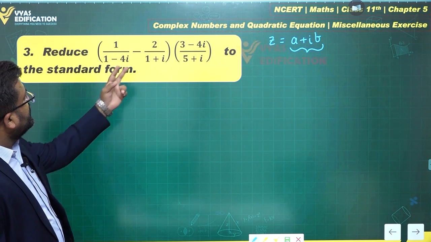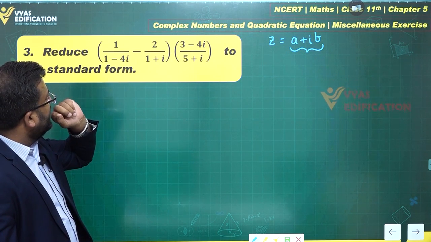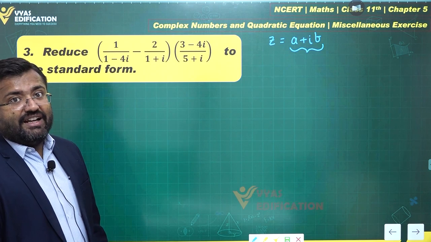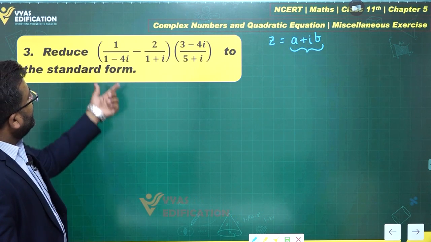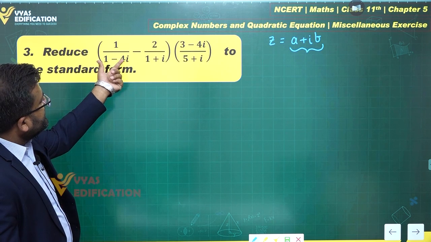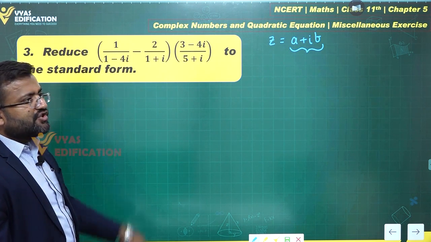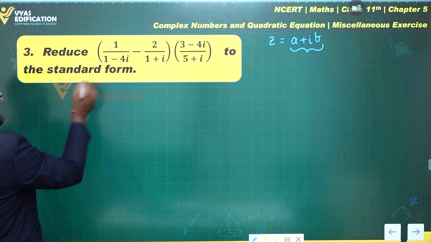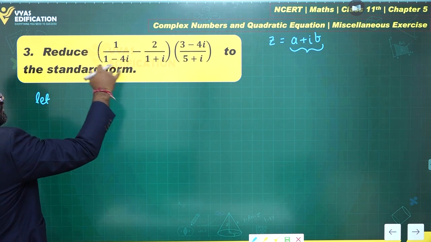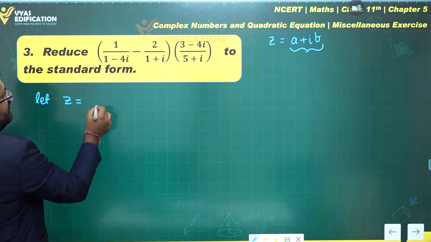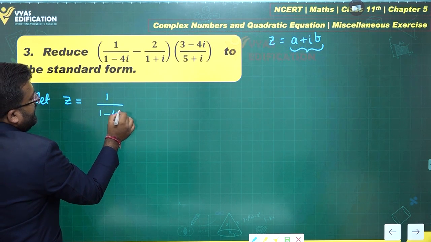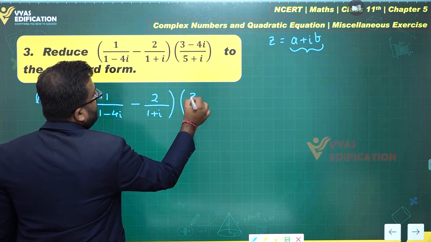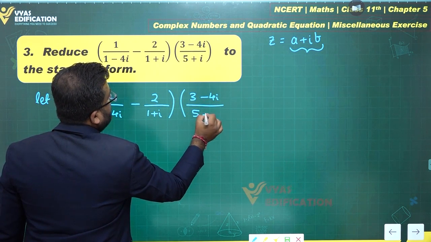Now one of the approaches is to maybe take the LCM over here, but as you can clearly observe, this will complicate things a bit. Another approach which I have in mind is, why not simplify this denominator first, this particular term first, by multiplying with the complex conjugate of the denominator in numerator and denominator both. So let's try to simplify this. Let this whole thing be equal to z. This is 1 upon 1 minus 4i minus 2 over 1 plus i times 3 minus 4i over 5 plus i.